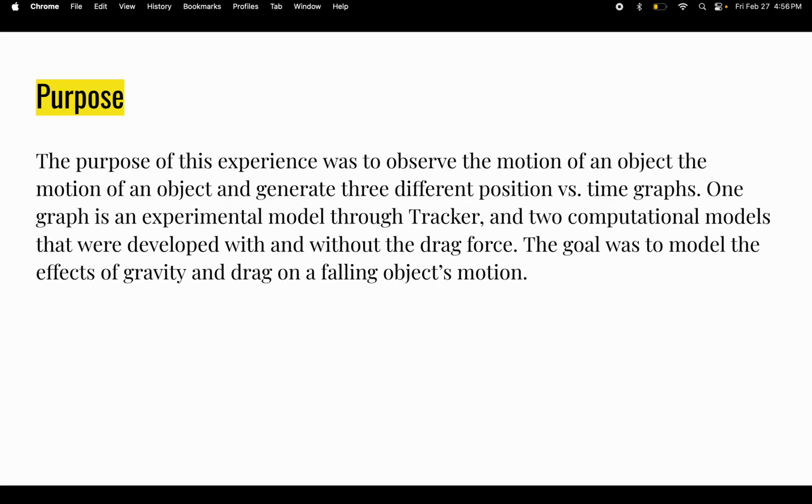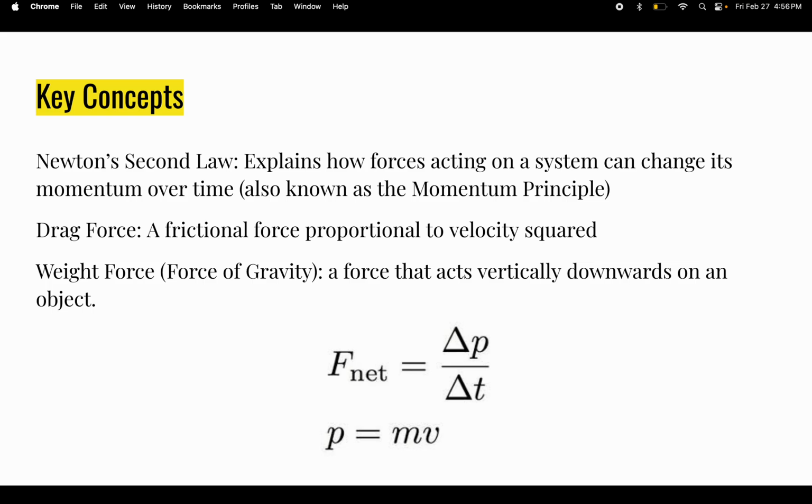And so first of all, the purpose of this experience was to observe the motion of an object and generate 3 different position versus time graphs. One graph is an experimental model through Tracker, and 2 computational models that were developed with and without the drag force. The goal was to model the effects of gravity and drag on a falling object's motion.